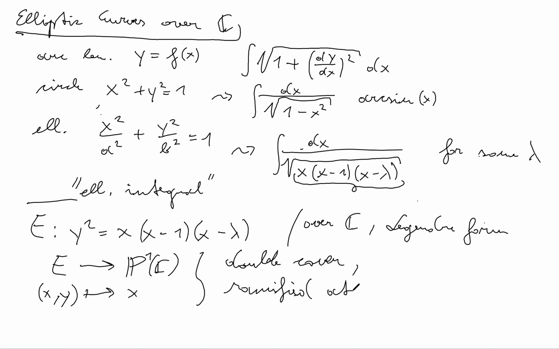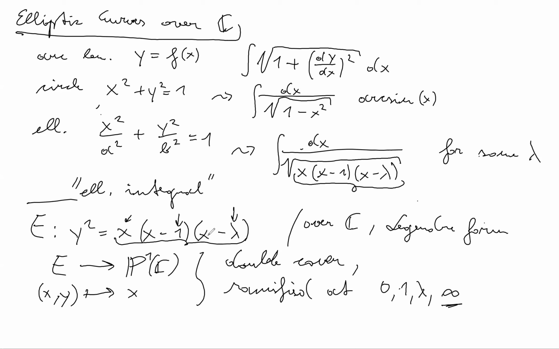And if you look at this equation here, you will see that one ramification point is going to be at 0, one is going to be at 1, and one is going to be at lambda. And the next is a fourth one at infinity. So this is ramified at 0, 1, lambda, and infinity. Seeing that it's ramified at infinity is not completely clear immediately if you just look at this equation.